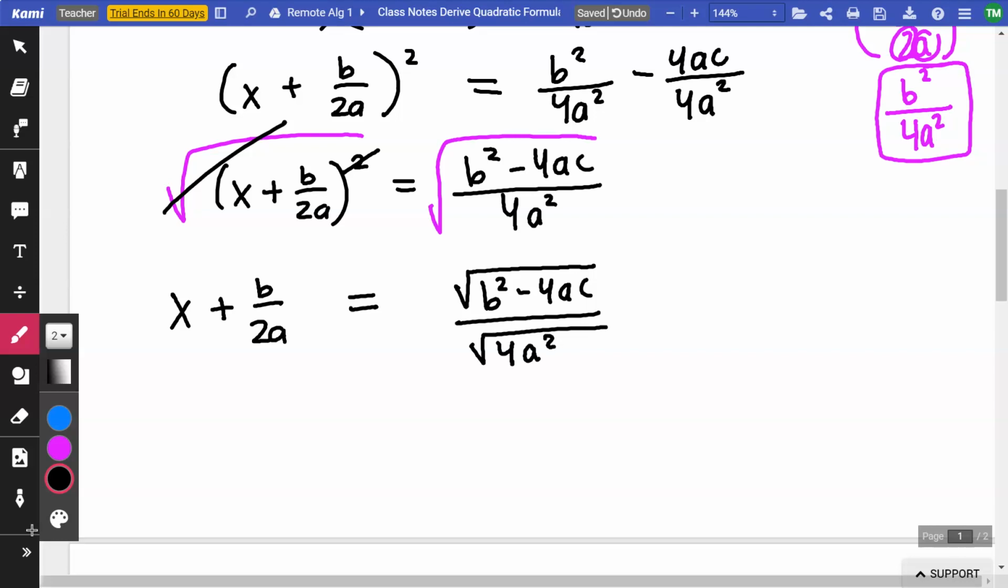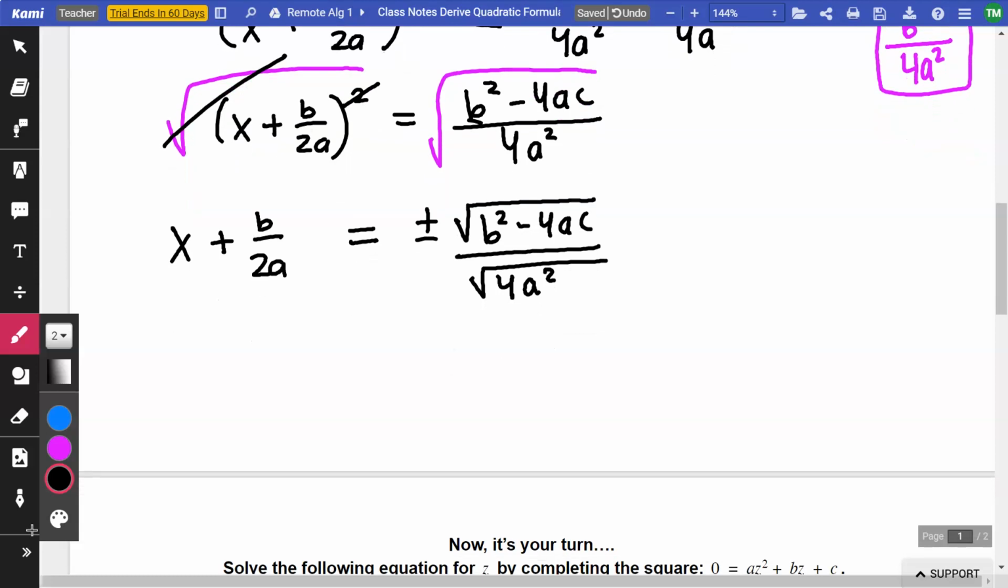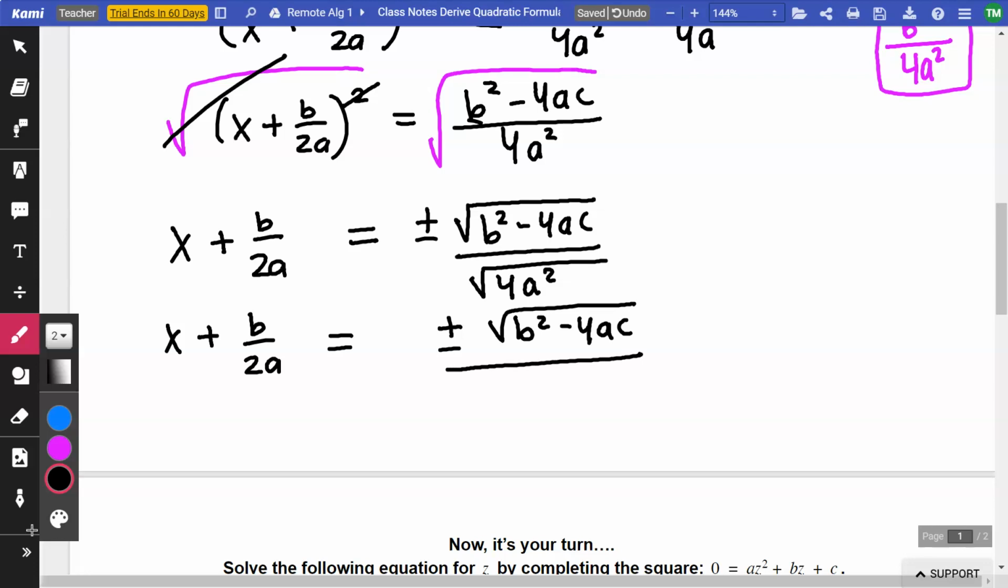When I square root both sides of an equation, how many solutions does that give me? It gives me 2, plus or minus. So let's simplify this denominator here. So I have x plus b over 2a is equal to plus or minus the square root of b squared minus 4ac all over. Now, what's the square root of 4? 2. What's the square root of a squared? A.